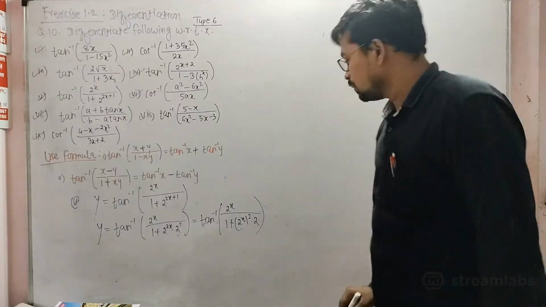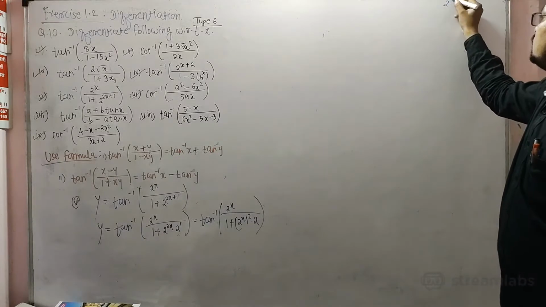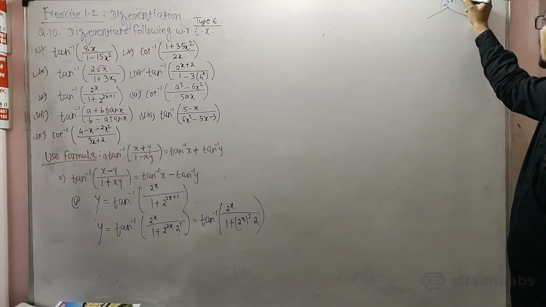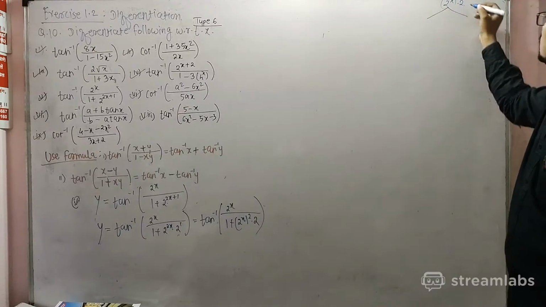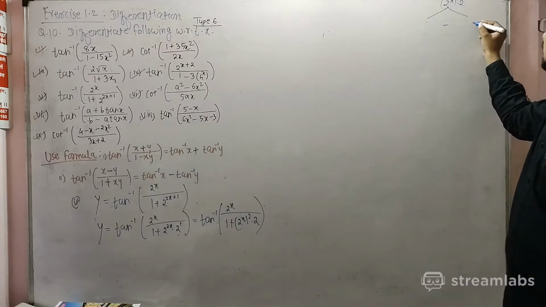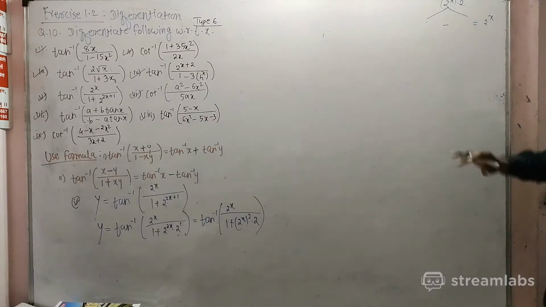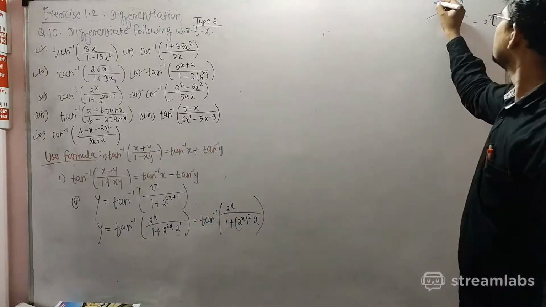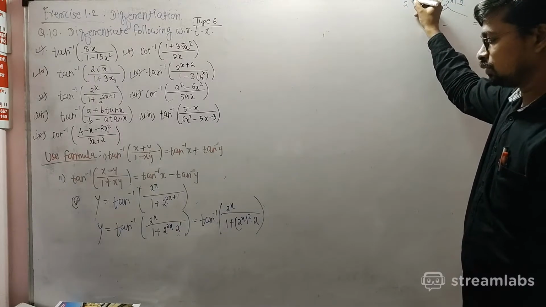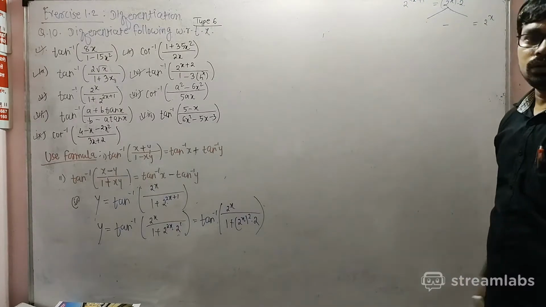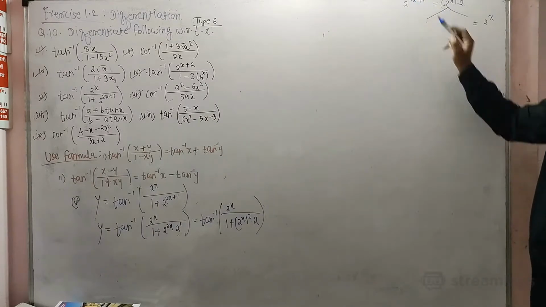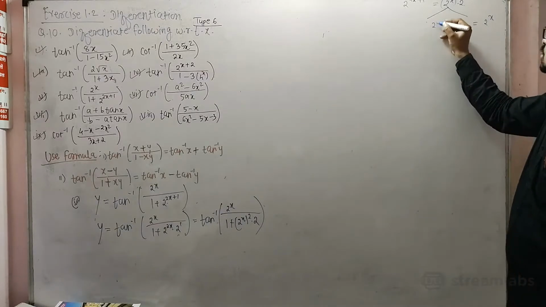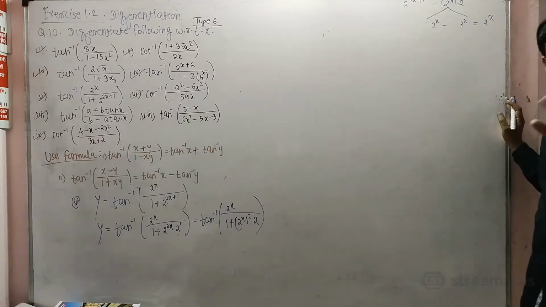Okay, now what is our job? Our job is to write 2 raised to x, (2 raised to x) bracket square into 2, as a subtraction of 2 raised to x. We have to write (2 raised to x) bracket square plus 2, which is nothing but 2 raised to 2x plus 1. We want to write 2 raised to 2x plus 1 as a subtraction of 2 raised to x. So 2 raised to x should be in both places.